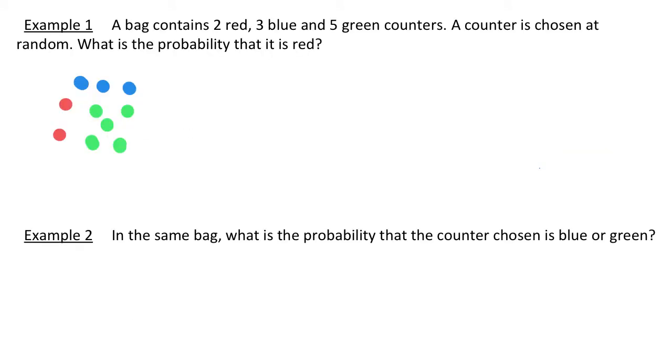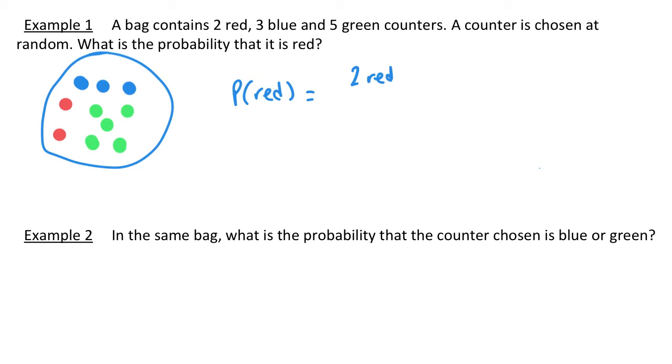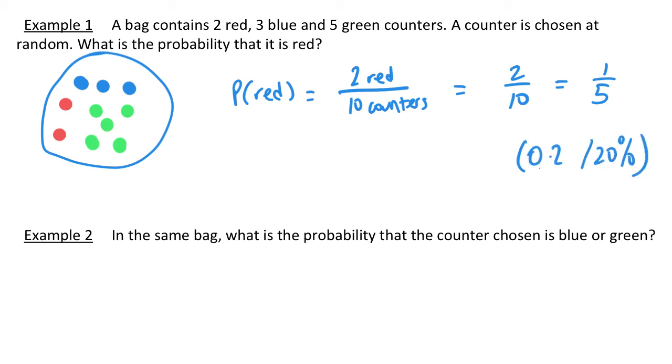Example 1. A bag contains 2 red, 3 blue and 5 green counters. A counter is chosen at random. What is the probability that it is red? So the probability of red is equal to the number of chances of success. There are 2 red counters out of a total of 10 counters. So the probability is 2 out of 10, which simplifies to 1 over 5. So the probability is a 5th. You could have written that as 0.2 or 20%, but again, leaving it as a fraction is much easier.